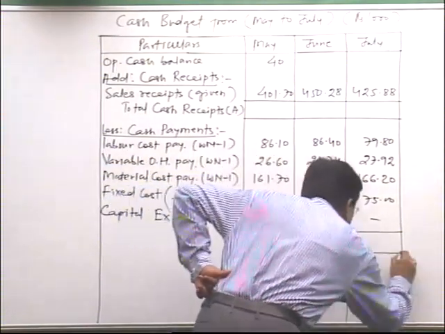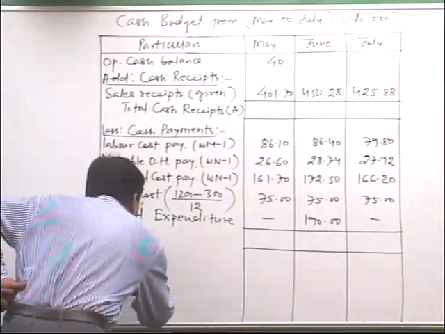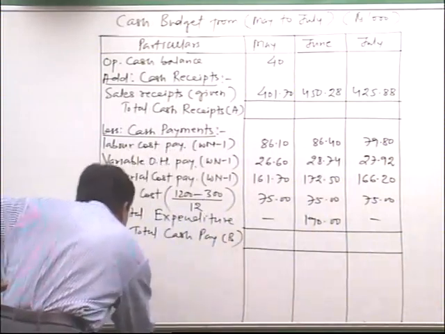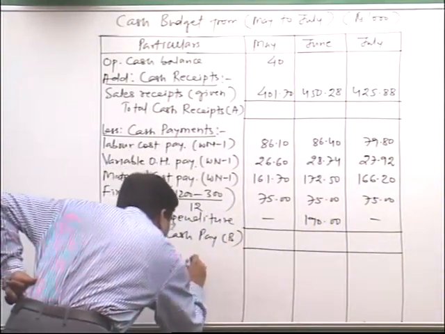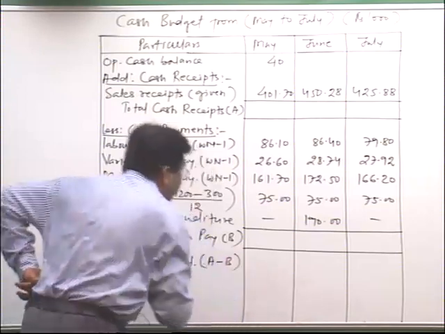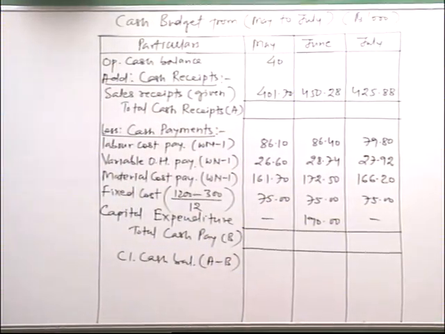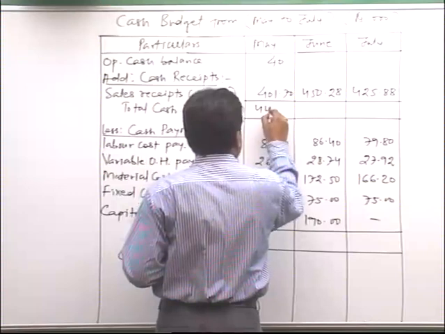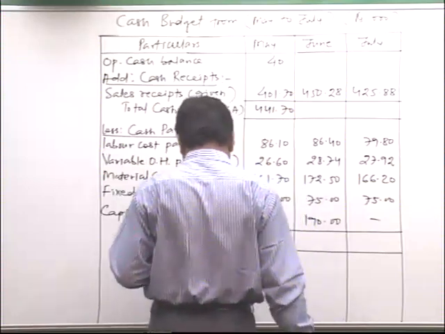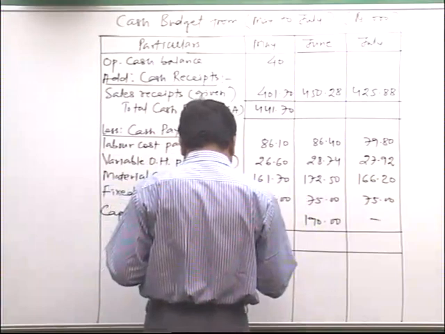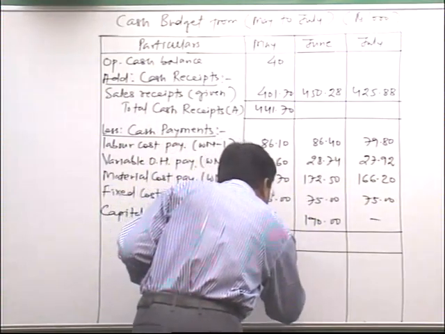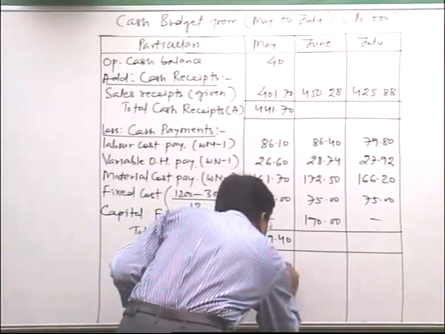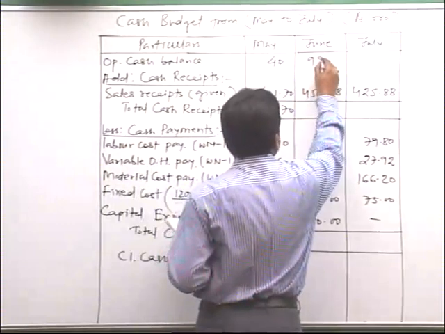Now please find out closing cash balance. So it is total cash receipts, A, minus total cash payments, B. Now please make the total of receipts and payments. In the month of May, total receipt will be 441.70. Total payment will be 349.4. So closing cash balance will be 92.30, which will become the opening balance of June.